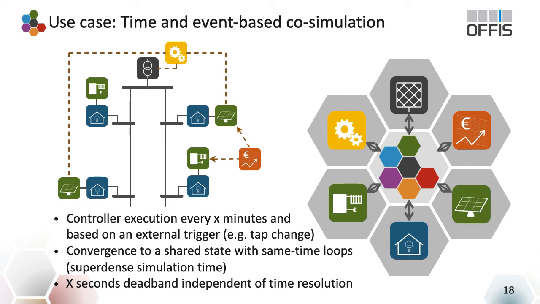So this brings me to the last part of the presentation, some very fundamental use cases. What we are doing at OFFIS are very often simulations of energy systems, controllers, energy markets, PV systems, and of course an electric grid where we need some load flow calculations. And with these new features, we can do things like a controller that is executed every minute, but also each time there is an external trigger, like the transformer tap has changed, and our controller is also triggered each second when the transformer did a change.